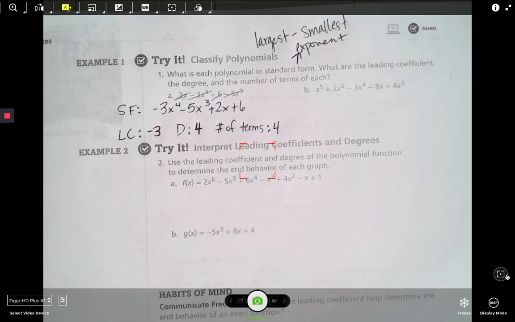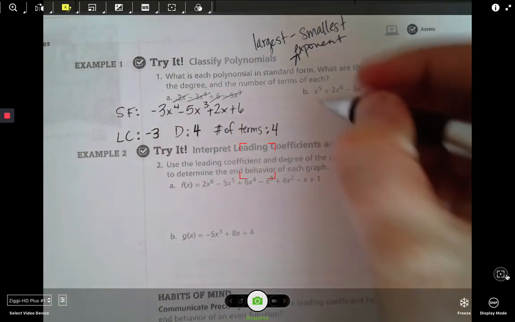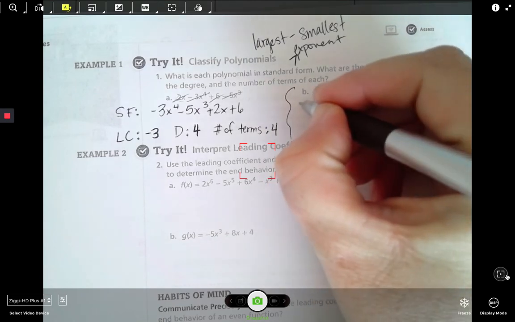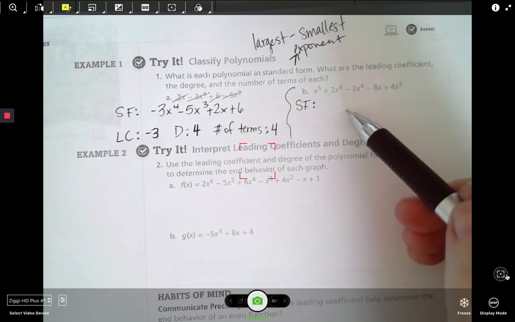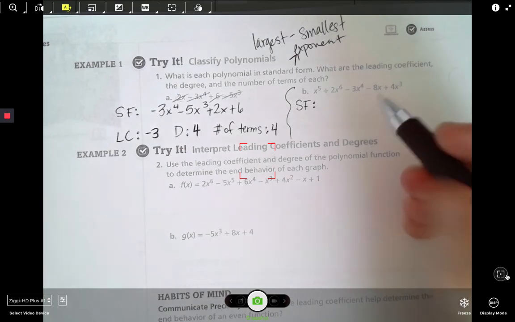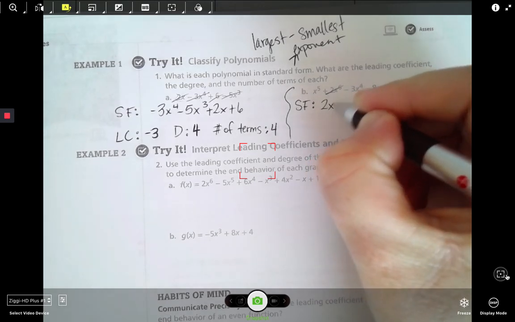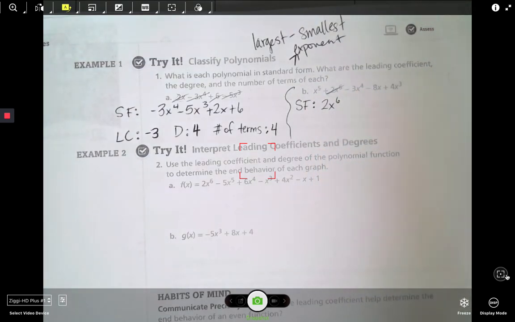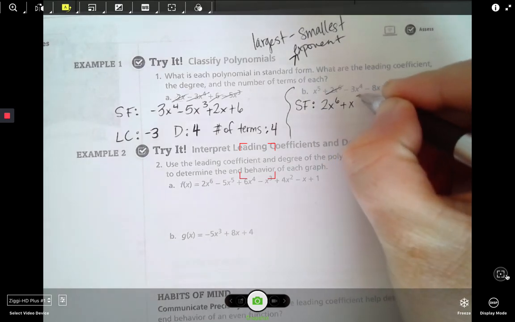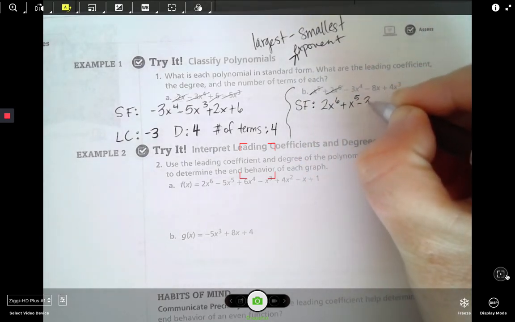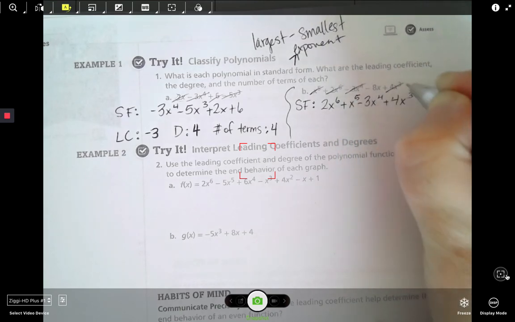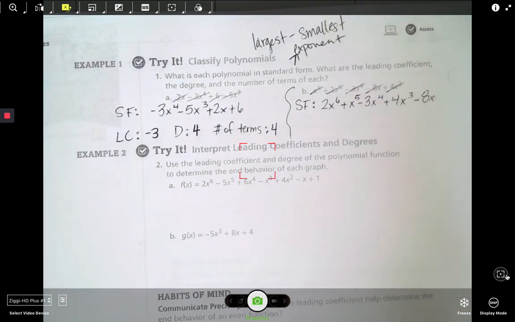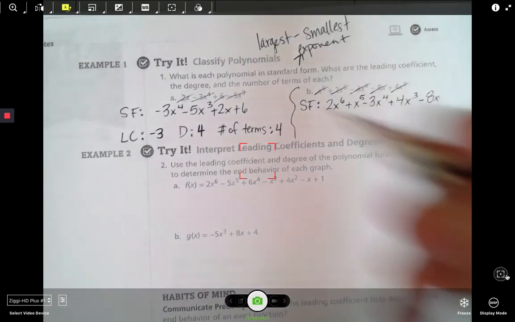Any questions about where I got any of that? So B, standard form. What's my largest exponent here? 6. So 2x to the 6th plus x to the 5th minus 3x to the 4th plus 4x cubed. I don't have squared, minus 8x, and no constant. So that's our standard form.